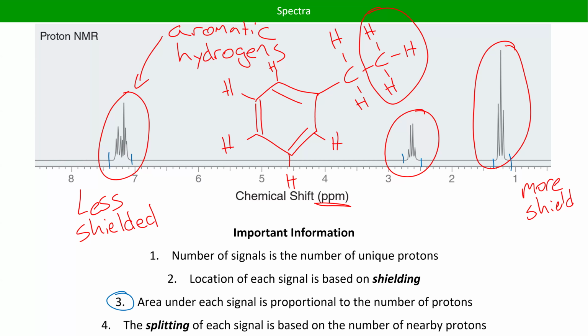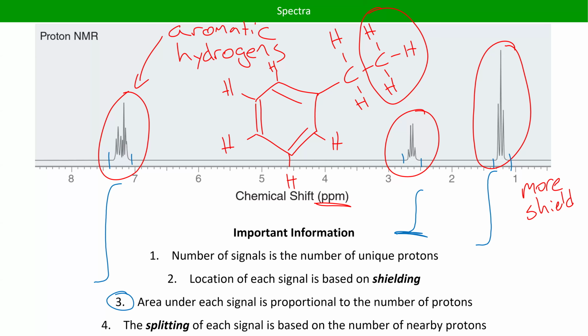The way that we show this integration is we basically make an integral sign. It just looks kind of like that. And the height of that sign is proportional to how many hydrogens are in that signal. It's supposed to look like an S, but like a flat S, right?